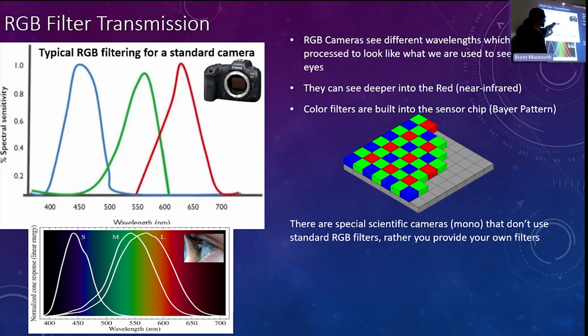So it turns out cameras can see a little bit deeper into the infrared compared to eyes. I don't know if you've ever seen a video where someone will take a remote control and shine it at the camera. You'll actually see the light flashing because the camera can see at wavelengths that our eyes can't. And that's just right at the edge of what we can perceive.